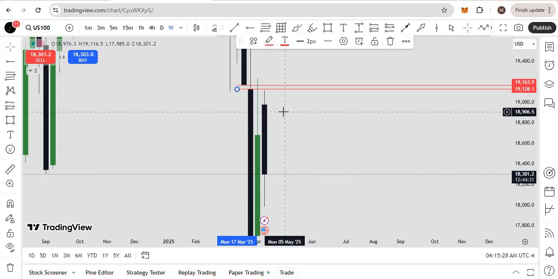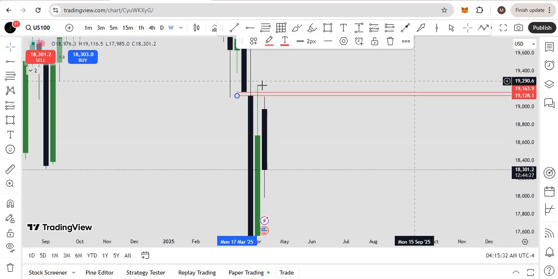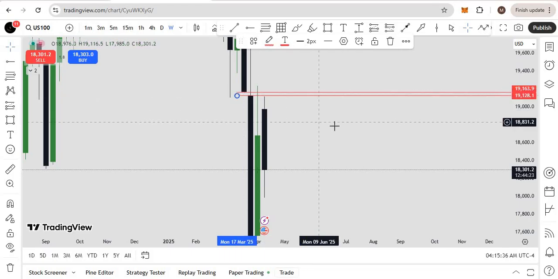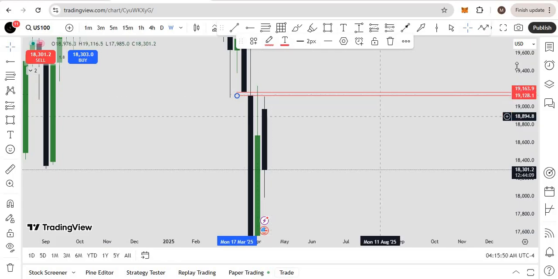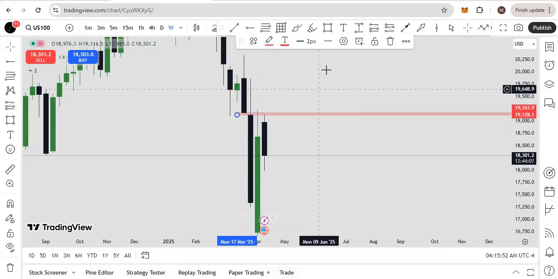So we got some weekly volume imbalance. Even though the weekly volume imbalance is not that wide, it's narrow, but because it is weekly, it's a very big higher time frame. As an intraday trader, weekly is a very big higher time frame for me. So for me this is a very strong POI.